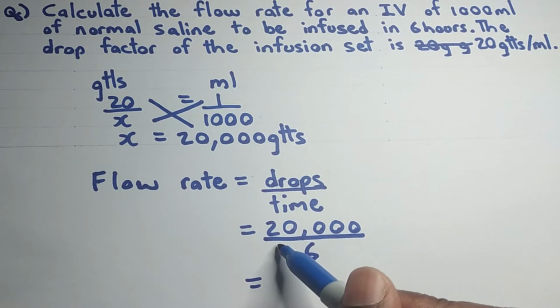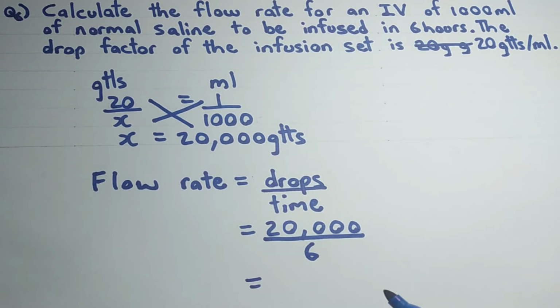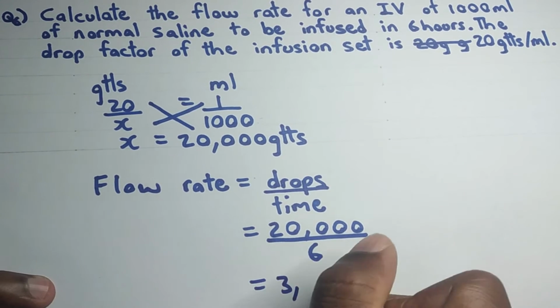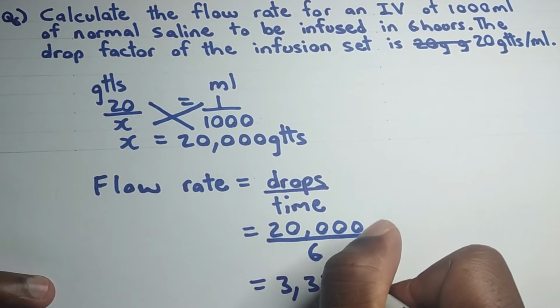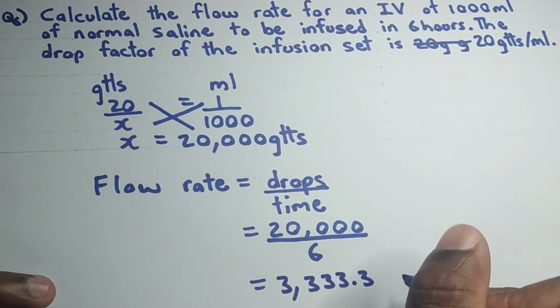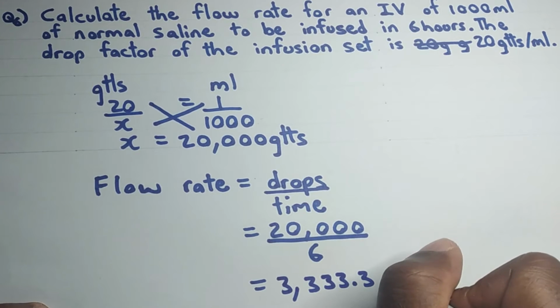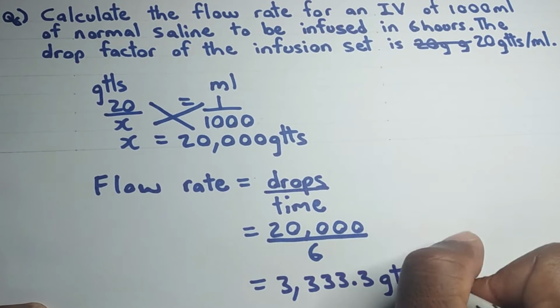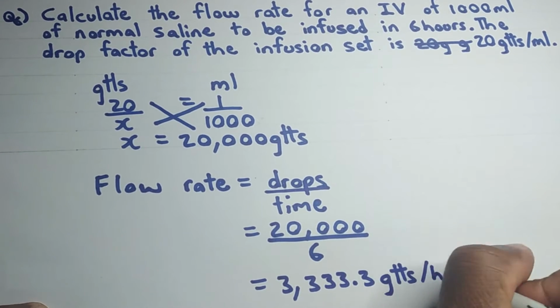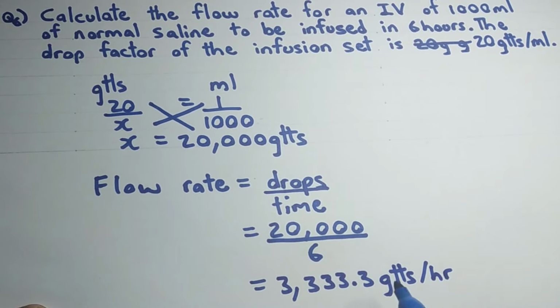So what is 20,000 divided by 6? That's 3,333.33, but I'm going to stop at 1 decimal place. And what I obtained here is the flow rate, which is drops per hour. So this would have been my unit for this particular example. So 3,333.3 drops per hour. So that's pretty much how we treat this particular question.